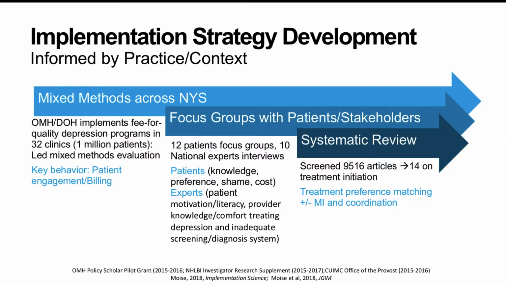So we often find that after an initial needs assessment, it's often necessary to go back to other stakeholders, such as patients and national experts, to ascertain the generalizability of these barriers and to map the constructs of your selected behavior. Literature reviews can also assist in identifying potential evidence-based strategies as well.